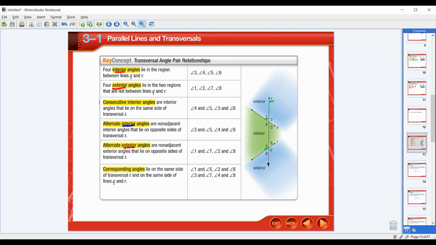So 1 and 5 would be considered corresponding, as well as 2 and 6. Both of those are on the same side of the transversal. One of them is inside, one of them is outside. Same goes for 8 and 4. Okay, 8 and 4 would also be corresponding. Lastly, here we have 7 and 3. Those would be our last pair of corresponding angles.